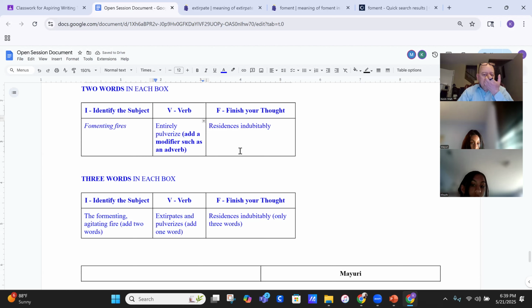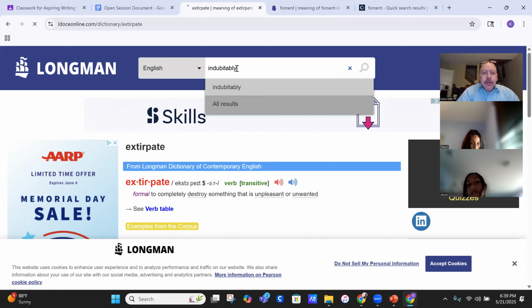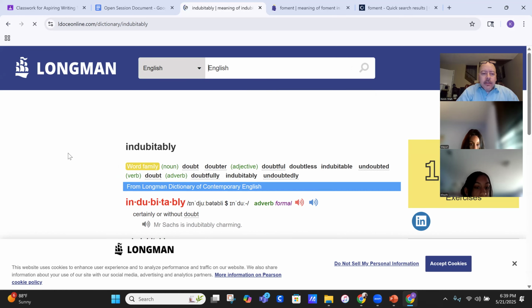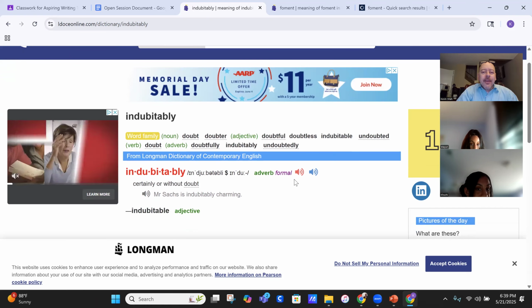Residence is indubitably. You know what's kind of funny? I was just thinking about this word the other day because my friend and I joke around and use that word. I never knew what it meant. He kind of says it in an English accent, certainly or without doubt, indubitably. I love that.